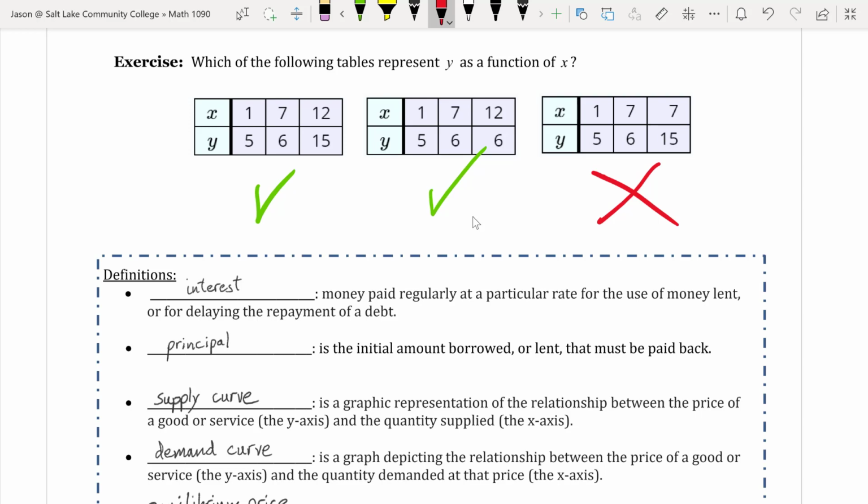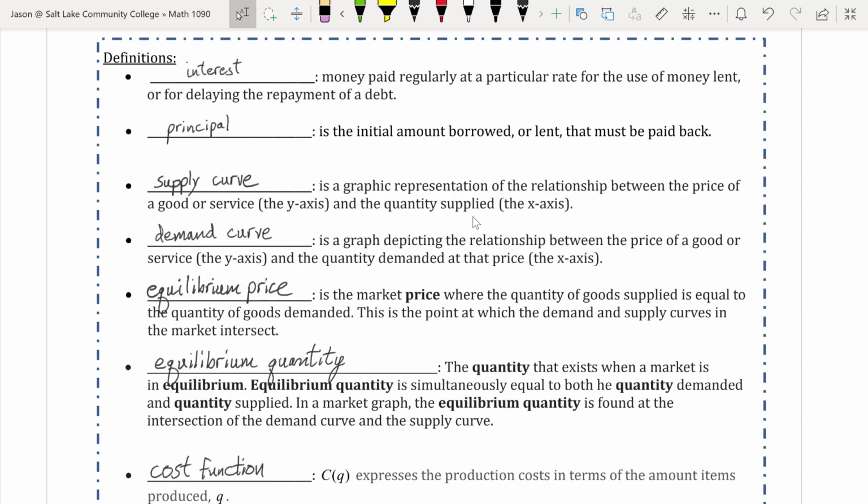Okay, some more definitions here. These are actually, I think, from section 1.6 of your textbook, but we want to use some of these ideas, so we're going to move these up ahead into the first video. Interest is money paid regularly at a particular rate for the use of money lent, or for delaying the repayment of a debt. Principal is the initial amount borrowed or lent that must be paid back. So the principal of a loan.